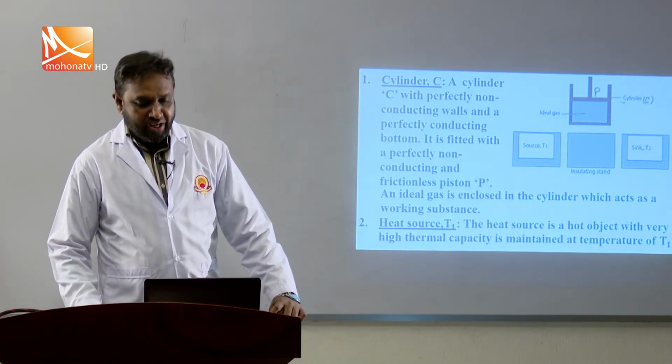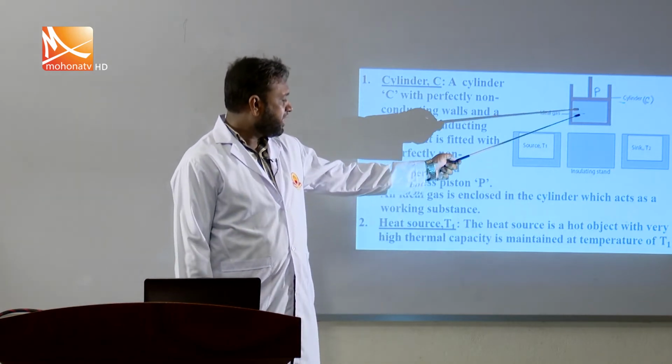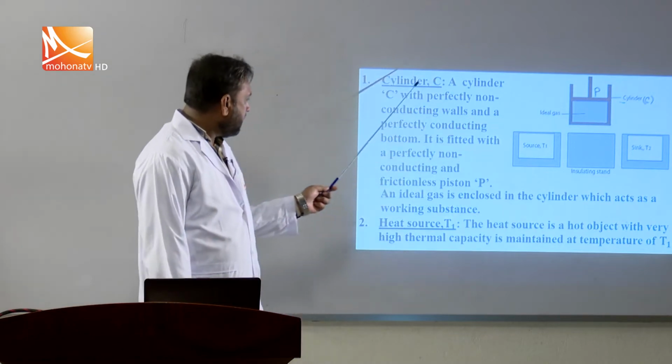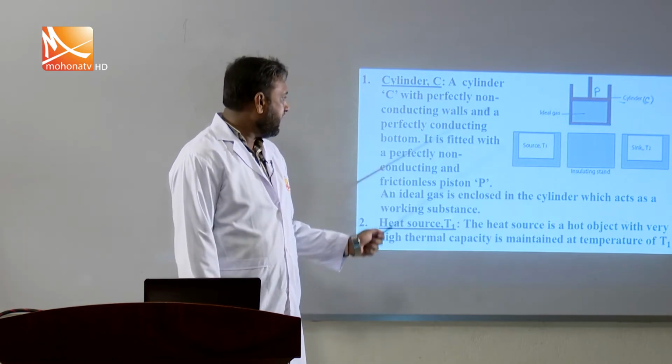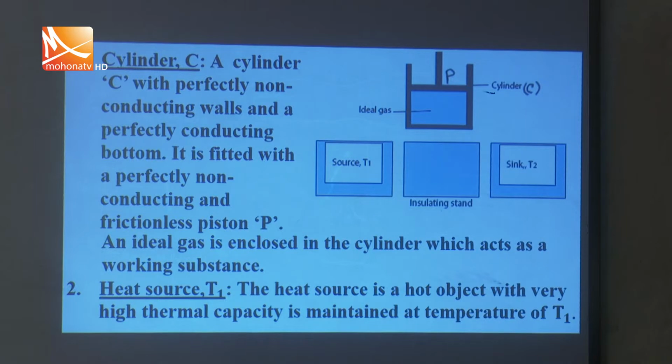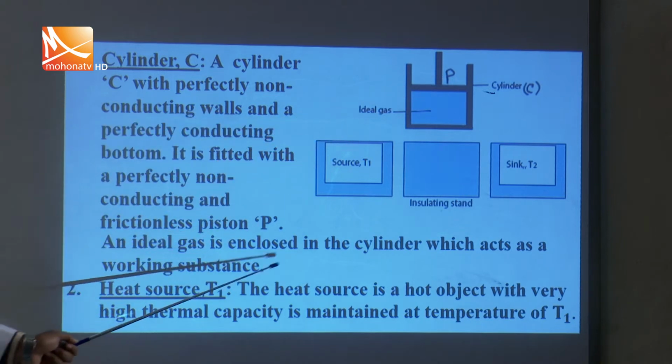Okay, there are four parts in the Carnot engine. First one is the cylinder. Cylinder C with perfectly non-conducting walls and a perfectly conducting bottom. That means the three walls are non-conducting and the bottom layer is conducting. It is fitted with a perfectly non-conducting and frictionless piston P. An ideal gas is enclosed in the cylinder which acts as a working substance.